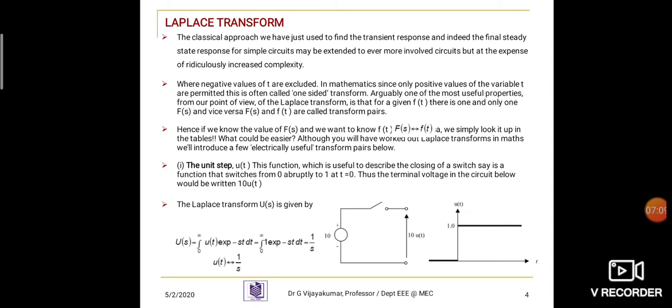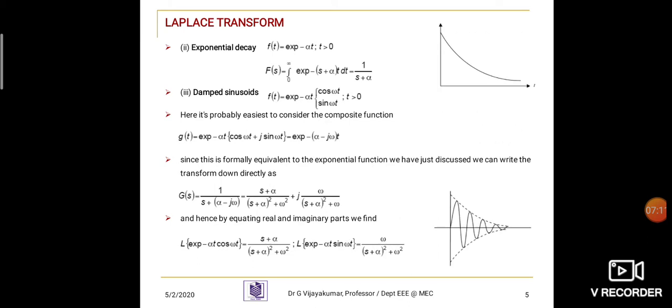The second one is the exponential decay. You can look at the waveform at the top of the slide. It should decay in an exponential way. It can be represented as the function f of t equal to exponential of minus alpha t, for t greater than 0.